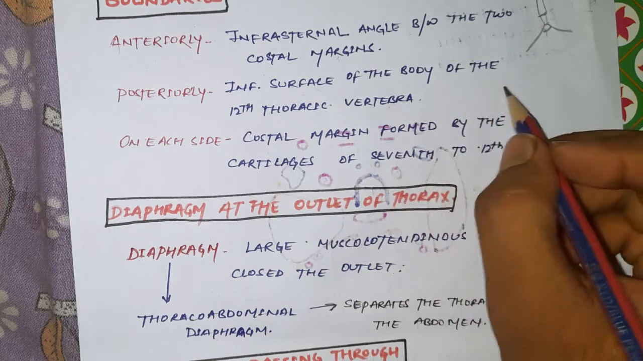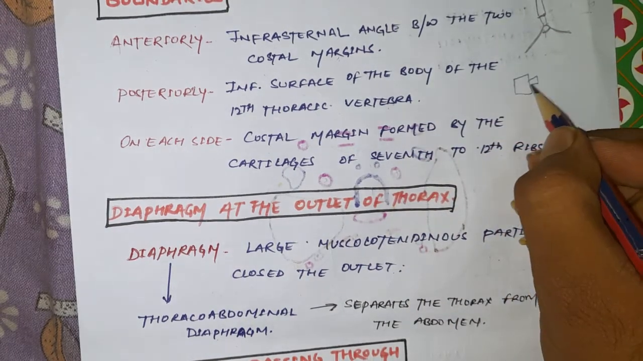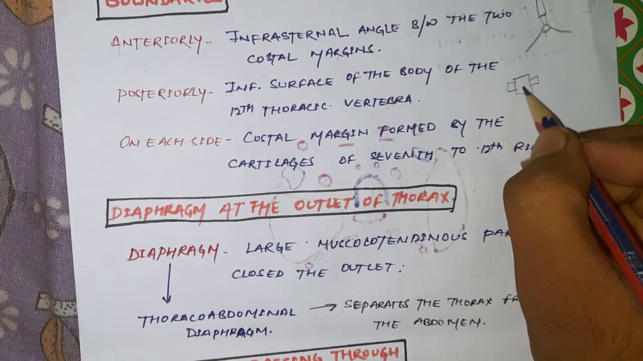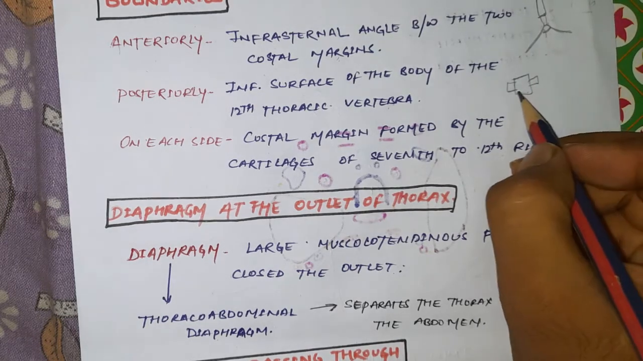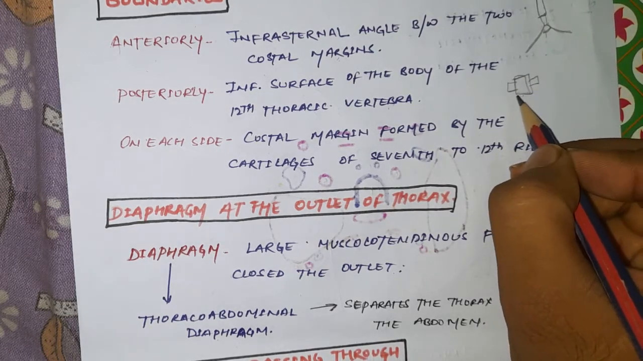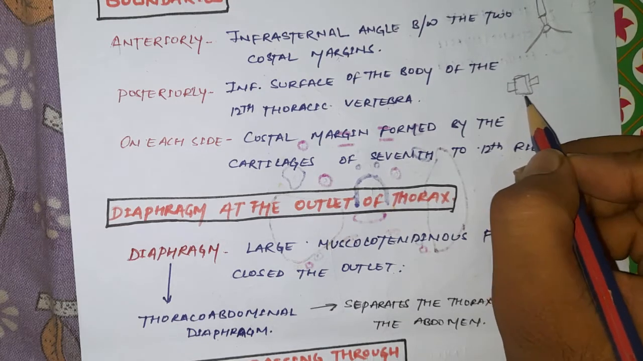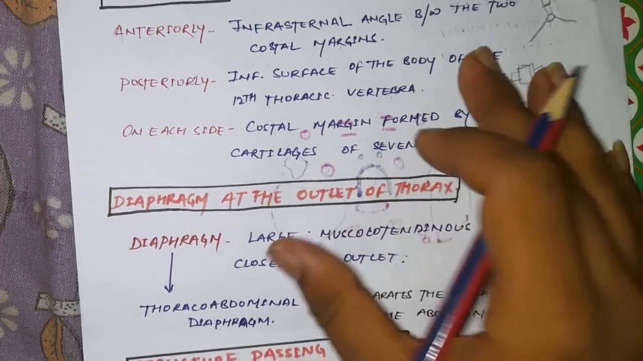Posteriorly, we see the inferior surface of the body of the 12th thoracic vertebra. This is the 12th thoracic vertebra, the inferior surface of its body. This is the body, and inferiorly this is the posterior boundary of the inferior aperture.